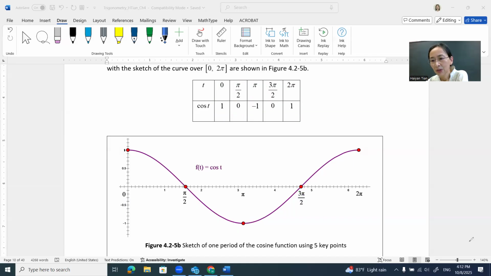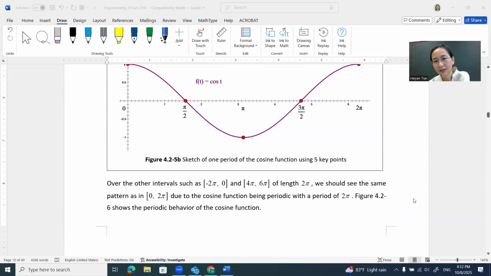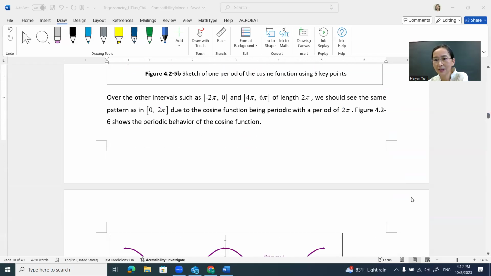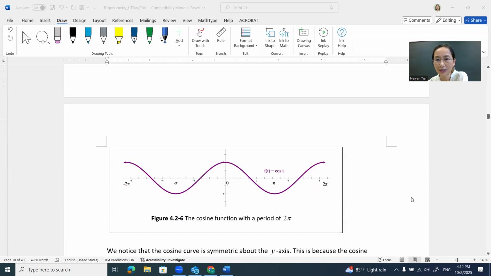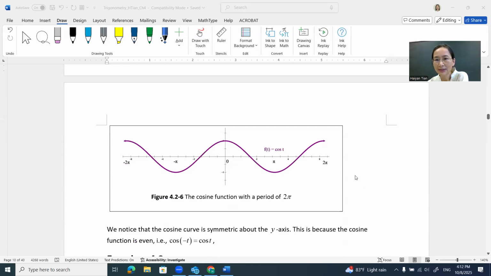Now, what if I want to see the cosine function on its domain? Because the cosine function is defined for any real number t. So we can extend the picture to a larger interval. So here, suppose we have, let me frame one period that we just got, from 0 to 2 pi.